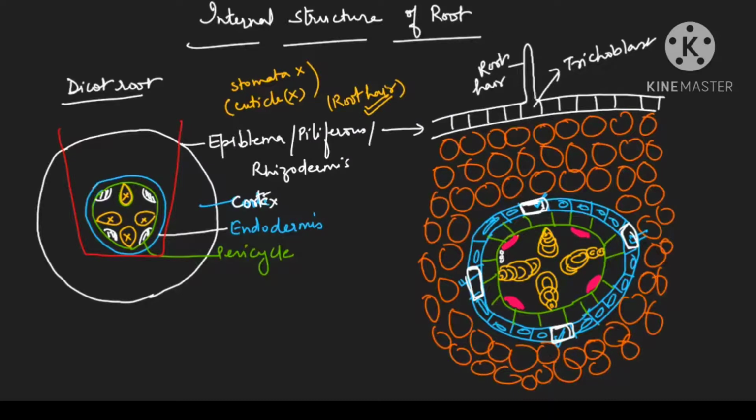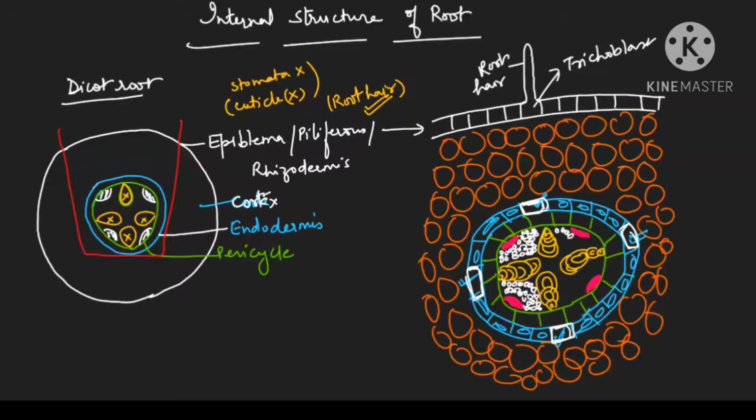This is known as conjunctive tissue. I am doing the filling with the white color. The tissue which is present between the xylem and phloem is known as conjunctive tissue. Please understand the concept carefully. We will not say pith or medullary rays. No, they are conjunctive tissue and they are very small parenchymatous cells.